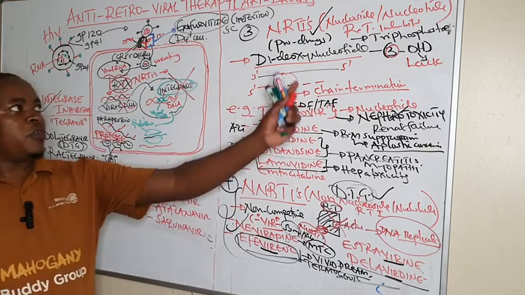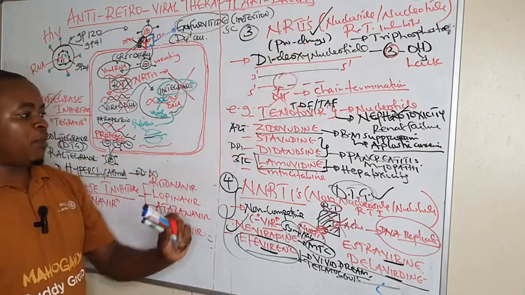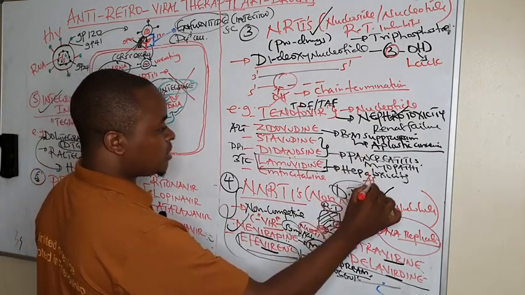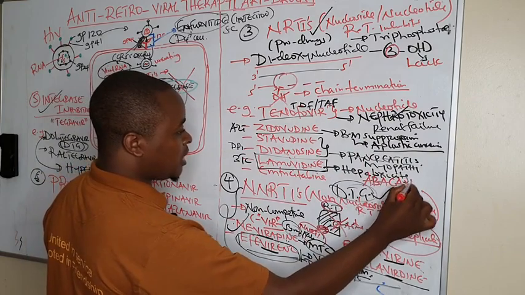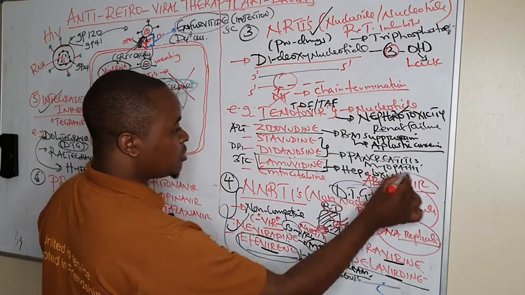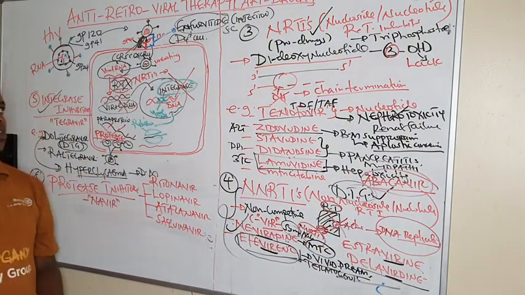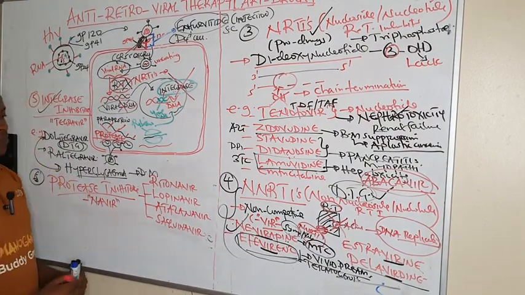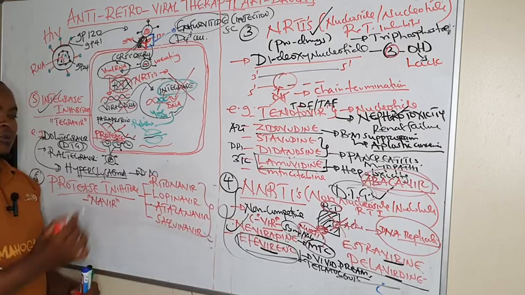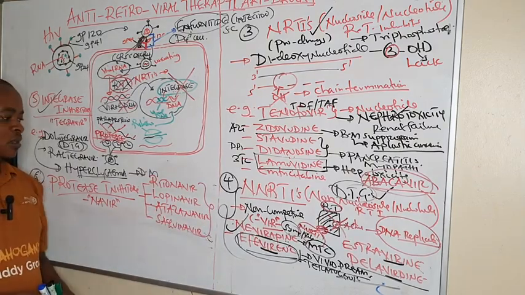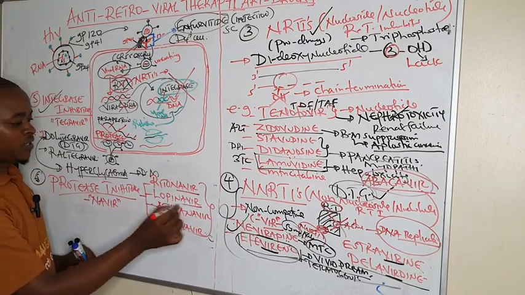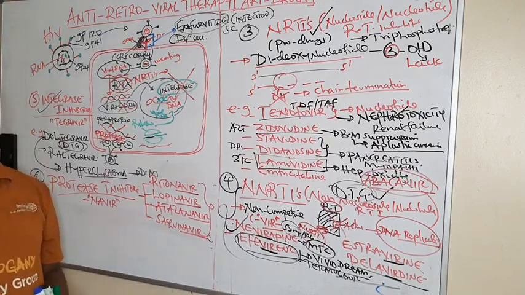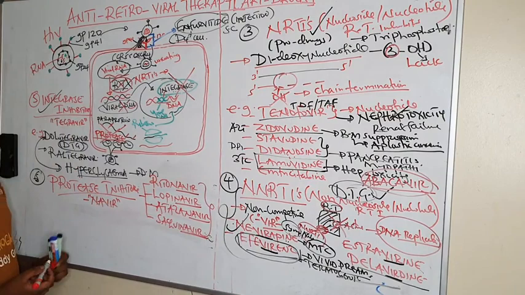And another example we left out under NRTIs is abacavir. Remember also abacavir belongs here. So always remember that abacavir, which is being utilized majorly in children, belongs to nucleoside reverse transcriptase inhibitors. But these are some of the examples of protease inhibitors, which end with the suffix navir. Any drug that ends with the suffix navir and is an antiviral belongs to protease inhibitors.